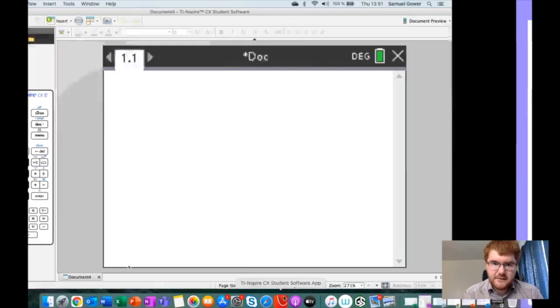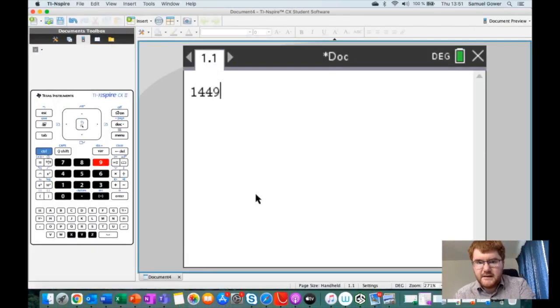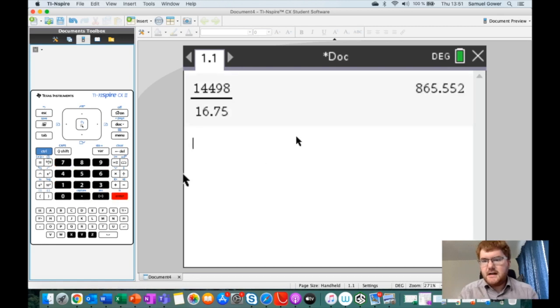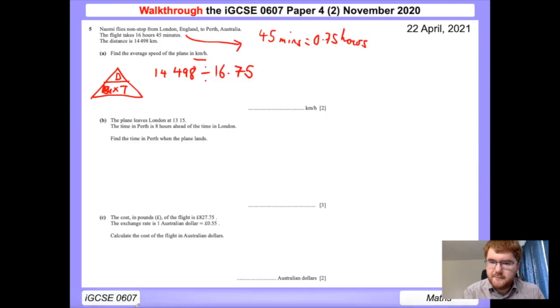So we go to our calculator, 14498 divided by 16.75. Press the enter button and we get our answer. Again, looking to round to 3 significant figures. I'm going to write out that decimal, so 865.552.